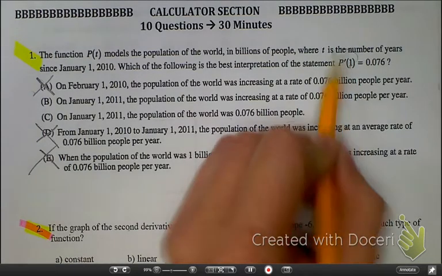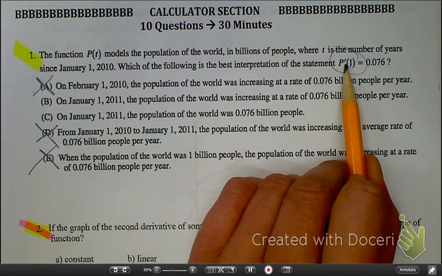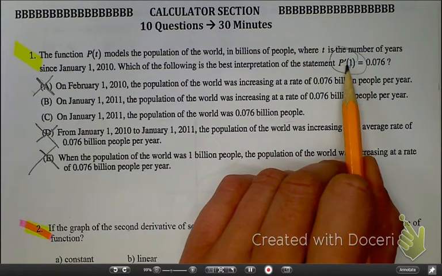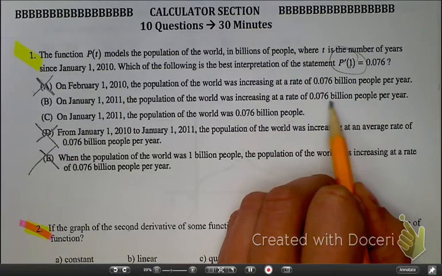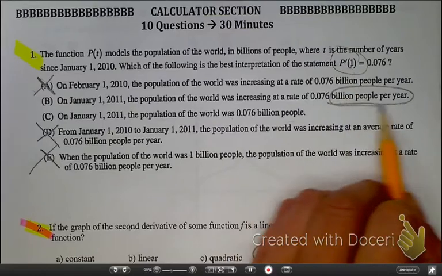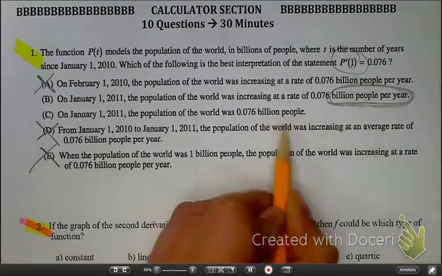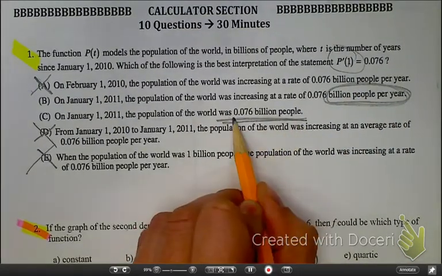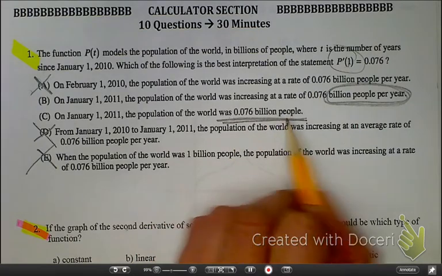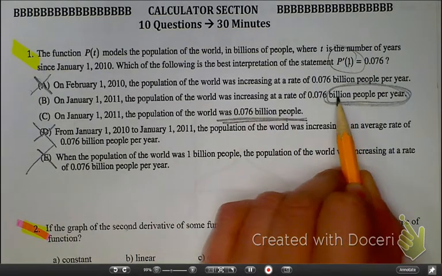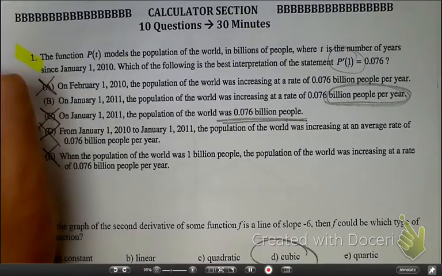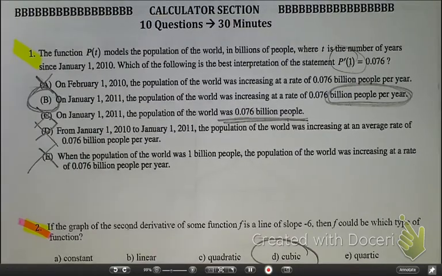Now, because this is a derivative, remember that derivatives are rates. It's how quickly something is changing. We talked about that when we talked about related rates. So because this is how quickly something is changing, it needs to be how quickly something is changing over time, billion people per year. I'm liking that. It's not a value. It's not 0.076 billion people. It's how quickly the population is changing at that time. So B is the correct answer for number 1.